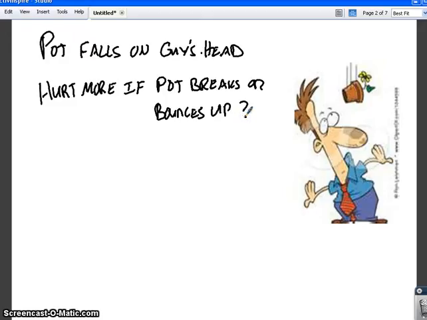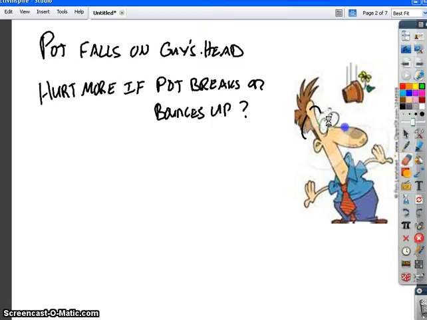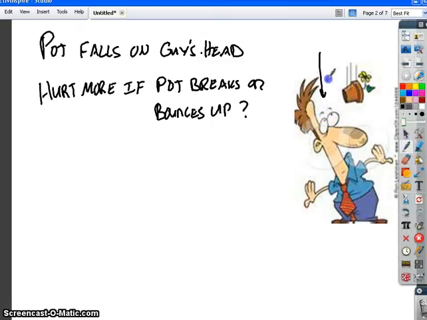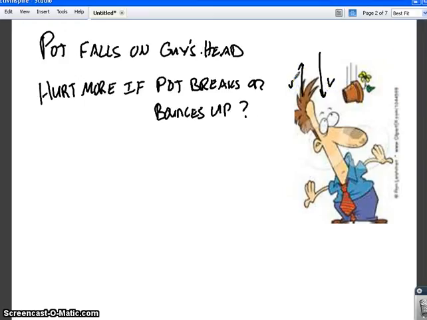If this pot fell on this guy's head and broke and just kind of dirt fell all over him, would that hurt more, or would it hurt more if it actually hit his head and then came back up? And the answer to this question: it would hurt more if it bounces, because this object has a velocity. It has an initial velocity, and we'll say it's 10 meters a second to make it easy.